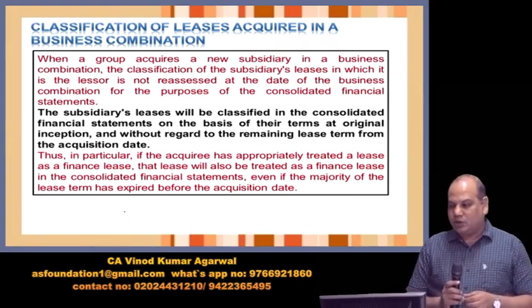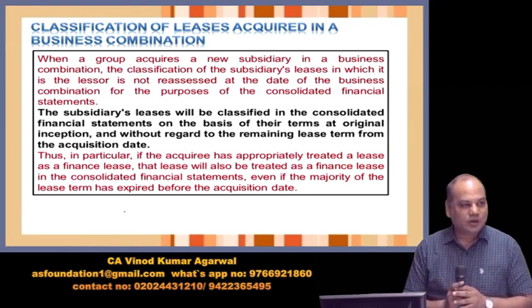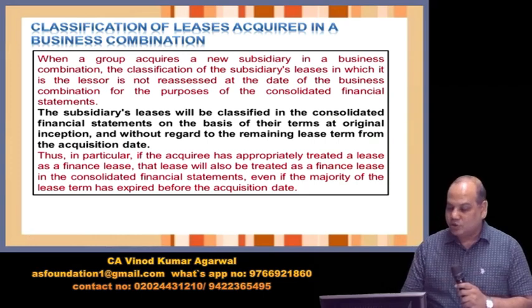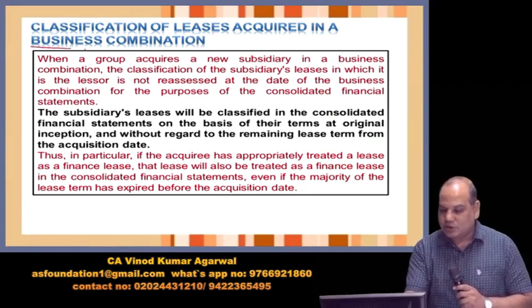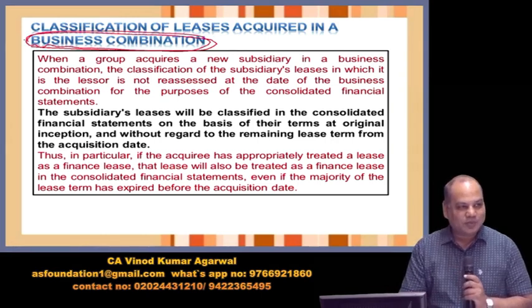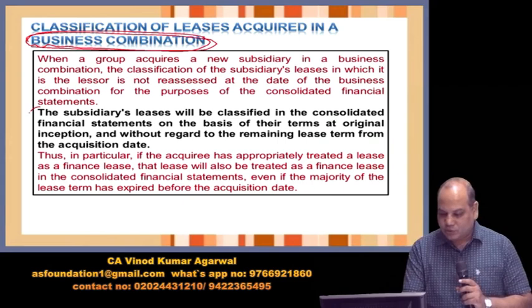What about the lease acquired in a business combination? So two standards will come into play here. This paragraph is there in one more standard, that is business combination. And if you have studied business combination in detail, you may remember there is an exception there. Normally in business combination, assets and liabilities are recorded at fair value. But there is an exception.